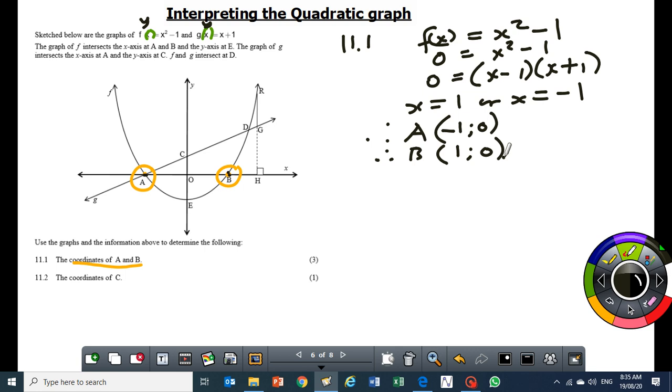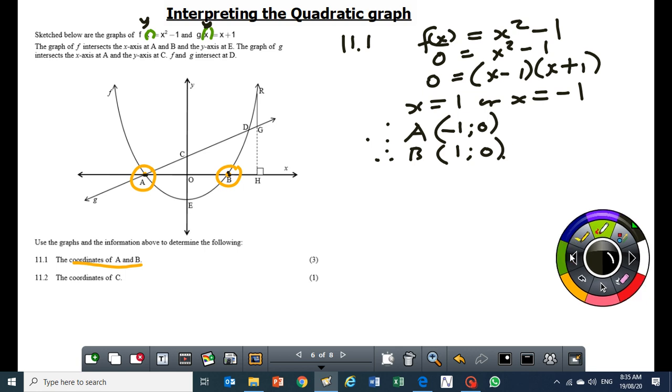Okay? Then 11.2. Point C. Point C is that. Now you can all see that point C is along the straight line. It means your knowledge of the straight line will be required. Now, what's the value of y here? That's the question that we need to get.